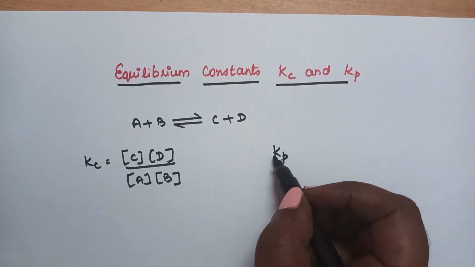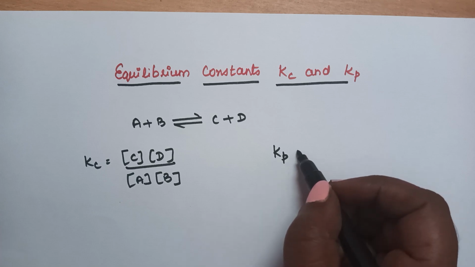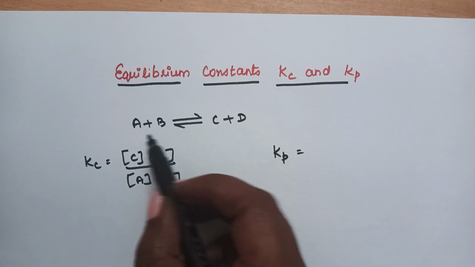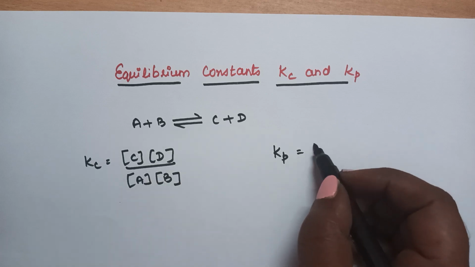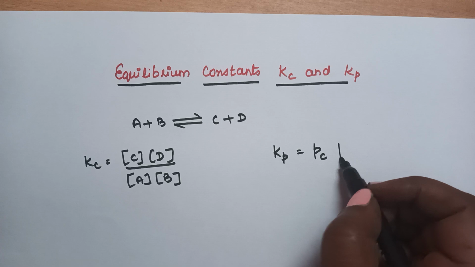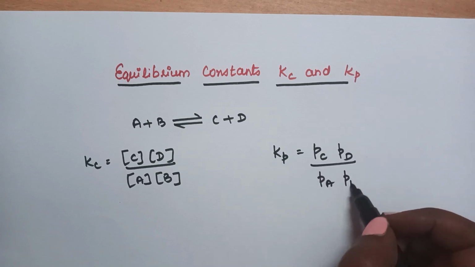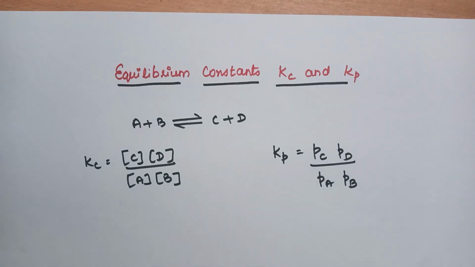Kp is the equilibrium constant in terms of pressure. So Kp is equal to the pressure of the product divided by the pressure of the reactant: pressure of product Pc into Pd divided by Pa into Pb. So this is the expression.